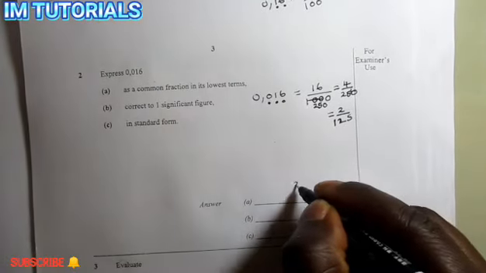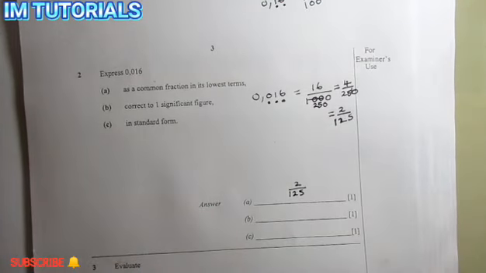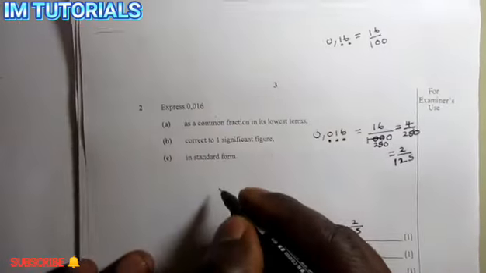So our answer here is 2 over 125. I hope you are listening, class. Right, in its lowest terms. Then we move on to part B.